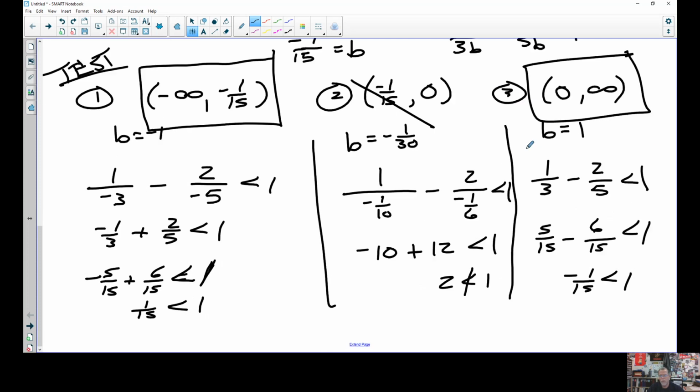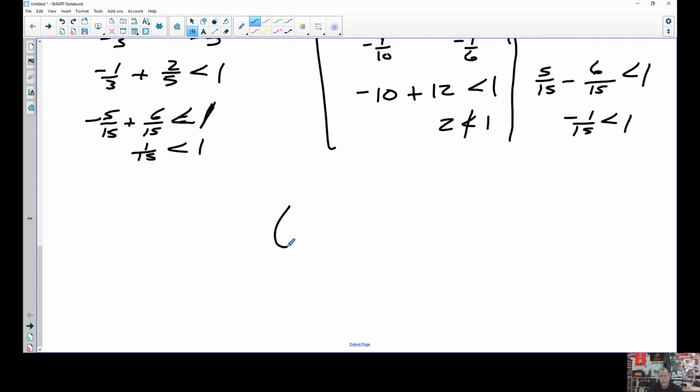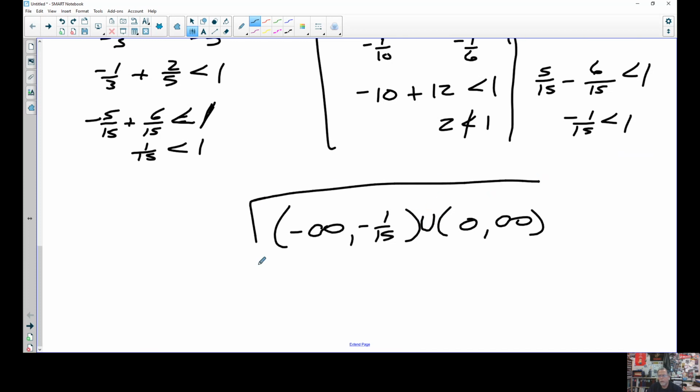So our final answer would be, in the answer blank, we would have negative infinity to negative 1/15. And we would have, what was the last one? 0 to infinity, I think. Yeah. 0 to infinity. And you could put a union symbol in between them, but it's those two regions.